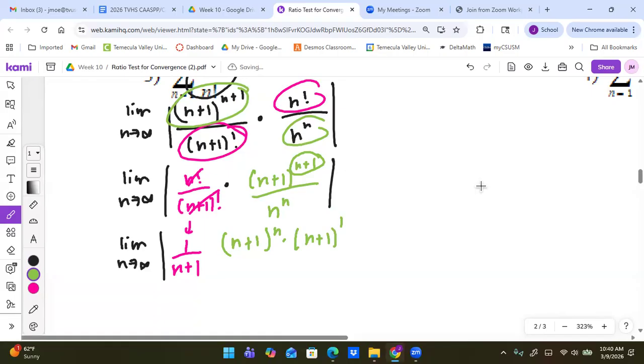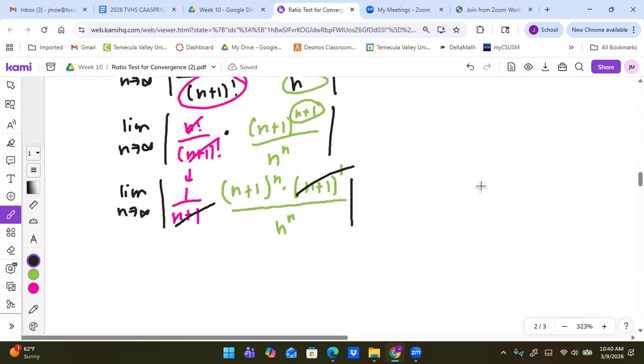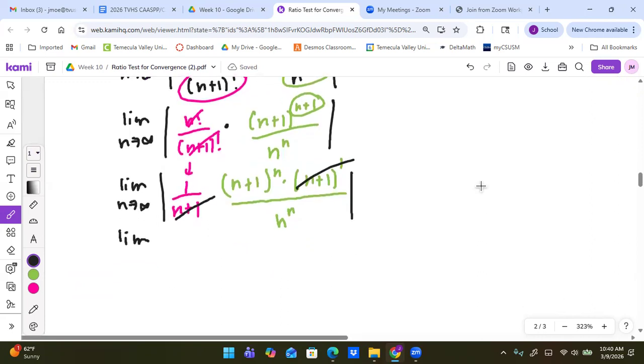Okay, so I broke up that n plus 1 exponent just like this, still over n to the power of n. Are you watching this? Then we can cancel these n plus 1s, because there's one on the bottom and the top. Okay, the absolute value of (n plus 1) to the power of n over n to the power of n.